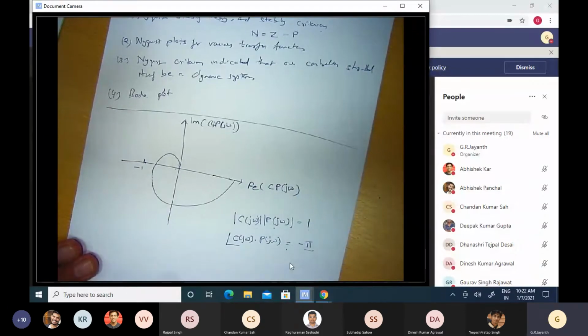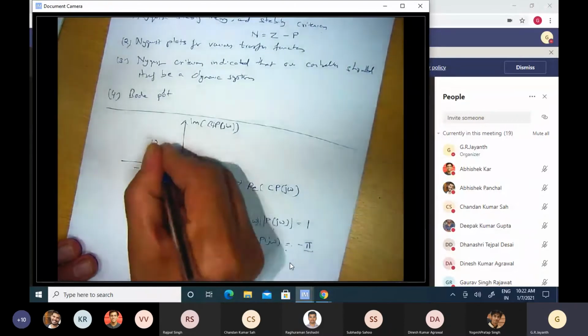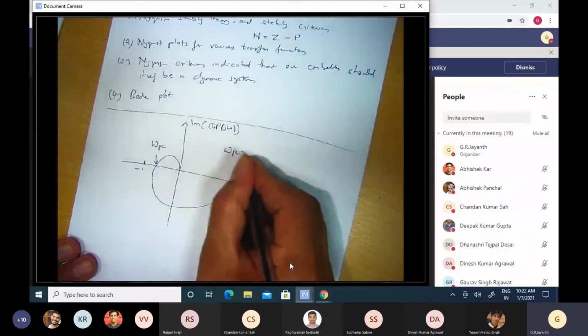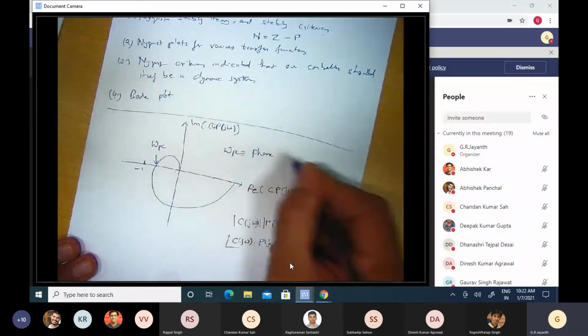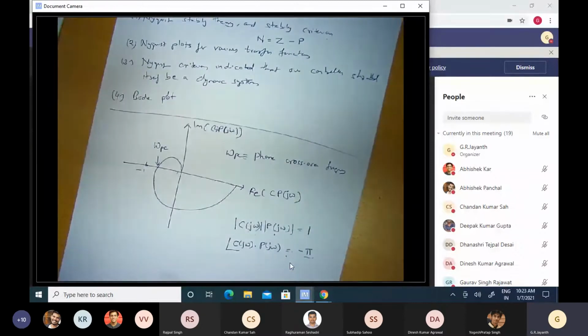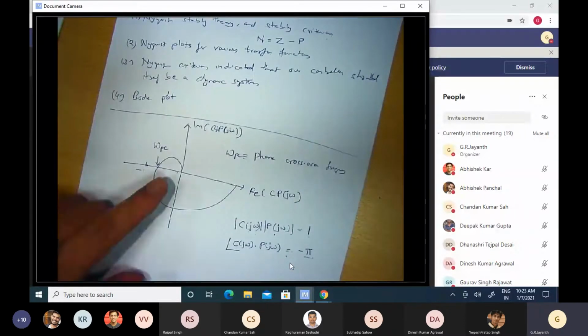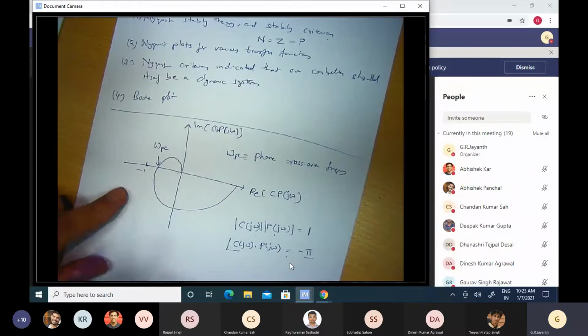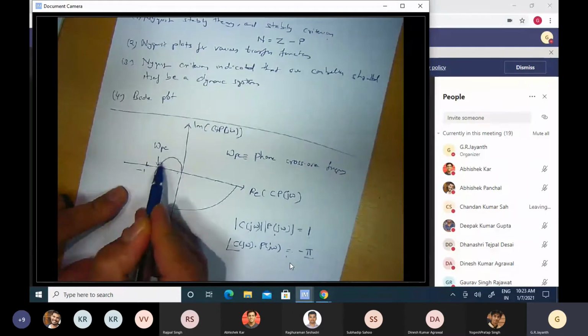Okay, so this frequency, by the way, has a name. It's called the phase crossover frequency, omega PC. Omega PC corresponds to phase crossover frequency. Why it is called phase crossover frequency will become apparent when you look at the Bode plot, because in the Bode plot, the phase goes from some value less than -180 to some value greater than -180.